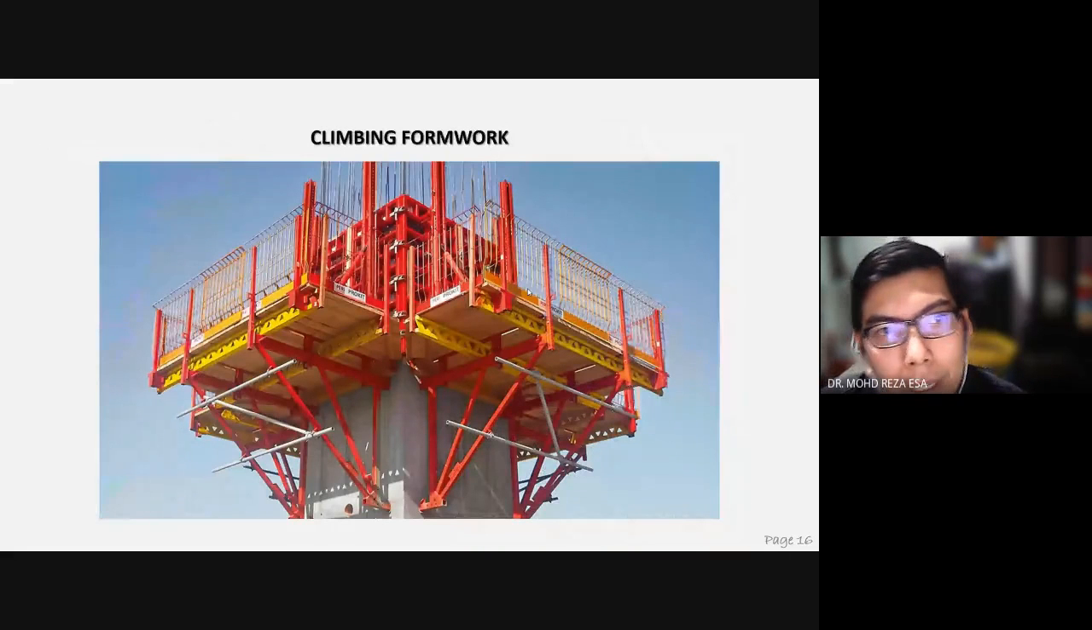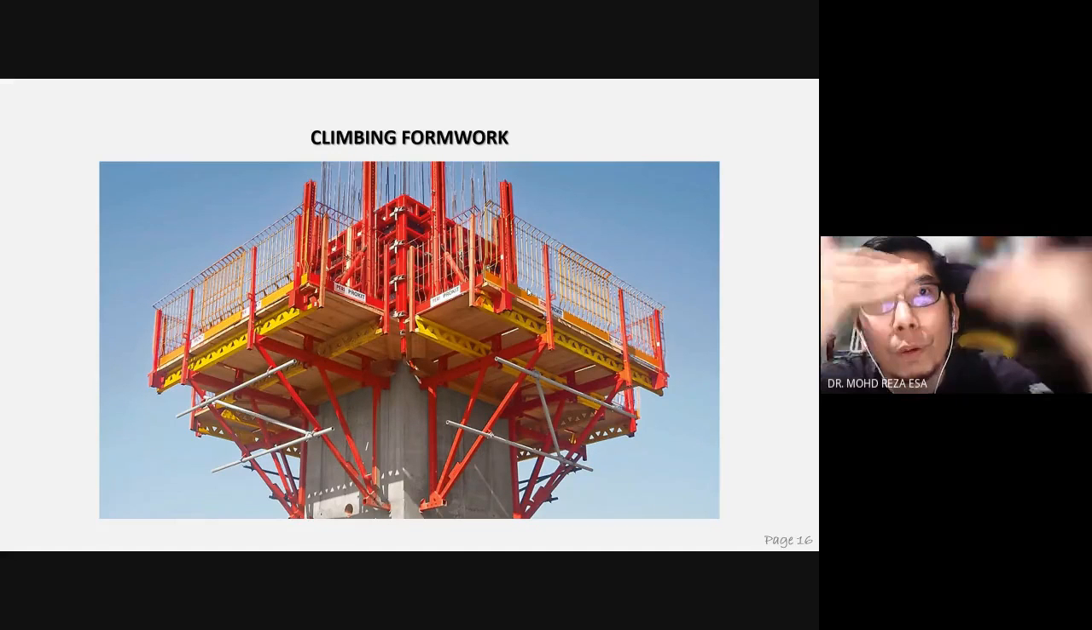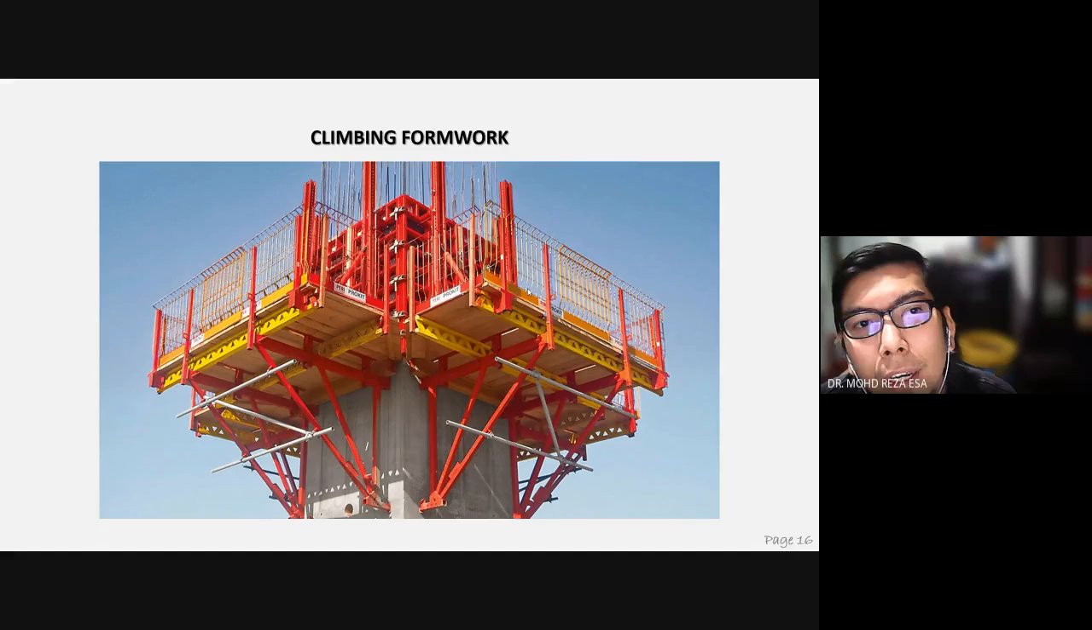So beside that, we also have a climbing formwork. Nama dia pun dah obvious, climbing. Dia akan naik kan, floor to floor. So maksudnya dia punya method of installation is a little bit more complicated. Climbing formwork.